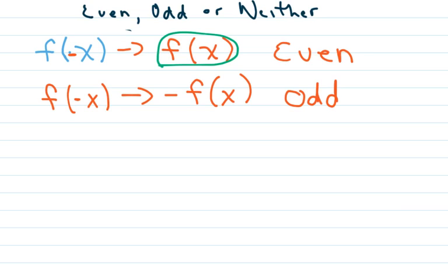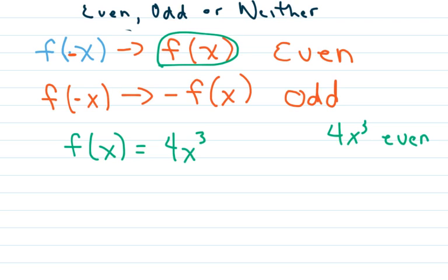So let's do some of these. Let's do the first one in the book, 33. So we have f of x equals 4x cubed. Okay, so for this to be even, then our answer should be 4x cubed. If it's going to be odd, it's going to be negative 4x cubed. And if it's neither one of those, then we put neither.